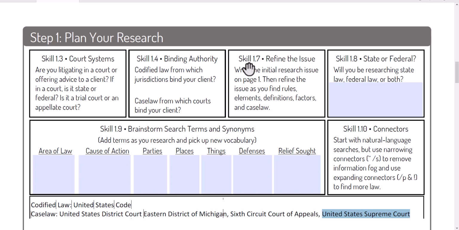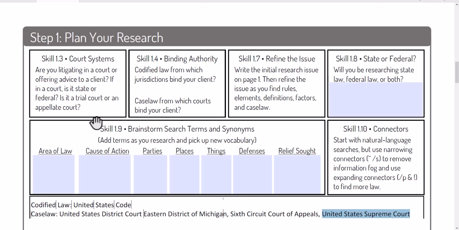Now I'm thinking about the issue. Right now, we haven't done any research. We haven't found any codified law or case law. We haven't found any rules. So we don't know what the actual issue is yet, but we are certainly on the hunt for it. Now here in skill 1.8, state or federal, as you know from section 1.8 in the book, we will mainly be looking at federal law because we're going to be in a federal court, and intellectual property is largely controlled, thanks to the U.S. Constitution, by federal law.